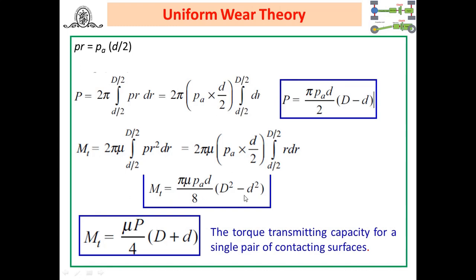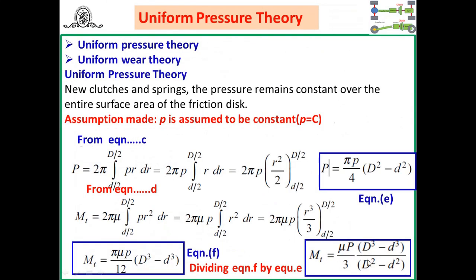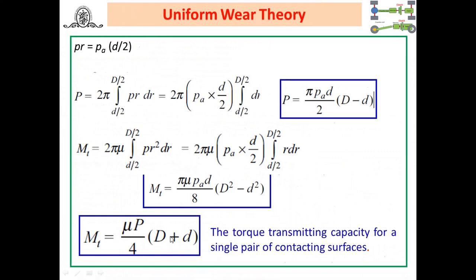In general, we use these two equations and divide Mt by W. So you will get Mt is equal to mu W by 4 into D plus d. By dividing this equation by that, you get this expression. So you can say one by 4 mu W into D plus d is the torque transmission capacity for a single pair of contacting surfaces when we use uniform wear theory. That means we have two equations: one according to uniform pressure theory, and another according to uniform wear theory, to find the torque transmitting capacity of the single plate clutch. This is about the derivation.